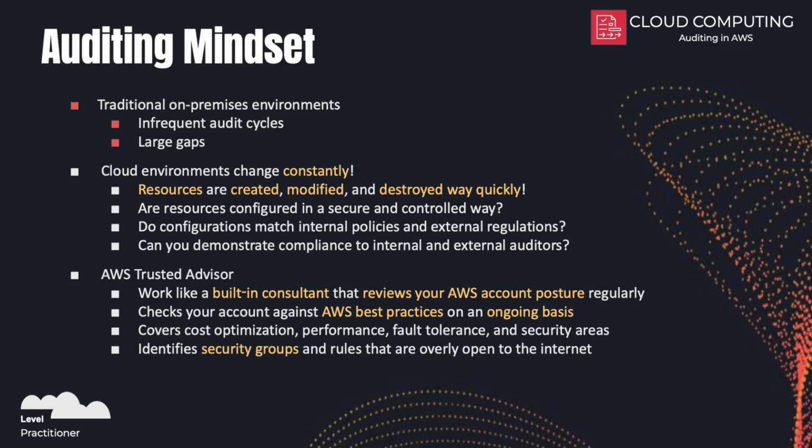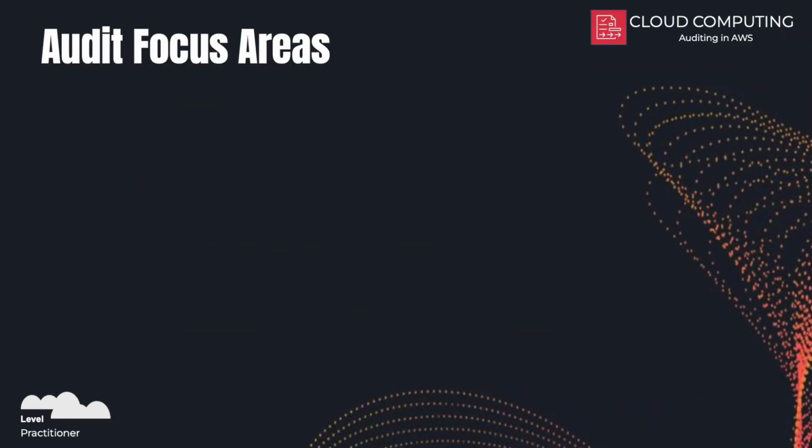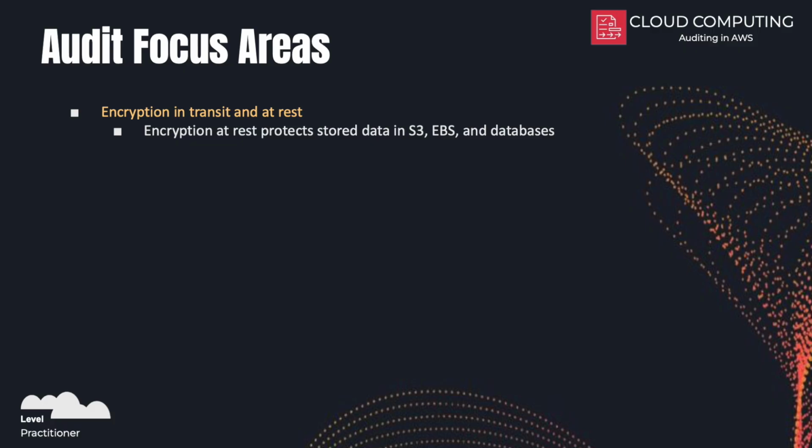Now that we've set the stage and mentioned Trusted Advisor, let's zoom in on specific areas you typically want to audit in an AWS environment. Encryption, both in transit and at rest. Encryption at rest is about data stored on disks, like in S3 buckets, EBS volumes, or databases. You want to make sure sensitive data is always encrypted.